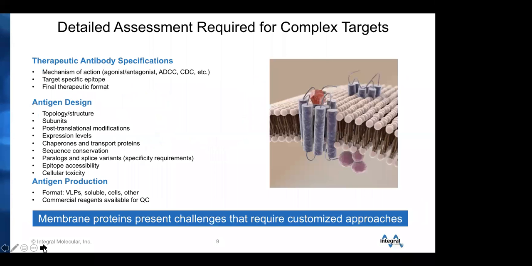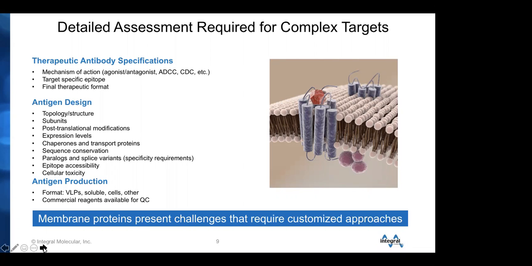Next slide, please. So we usually start every project and recommend that you do as well with an assessment of the target. And the complexity of membrane protein targets requires some detailed homework up front to ensure that you get the antibodies you're looking for on the back end. These are large, long projects, and you want to make sure you do the work up front to help get what you need. So 3 areas to focus on are 1, specification of the antibodies you're looking for, the mechanism of action, are you targeting a specific epitope, and also thinking about the final therapeutic format.